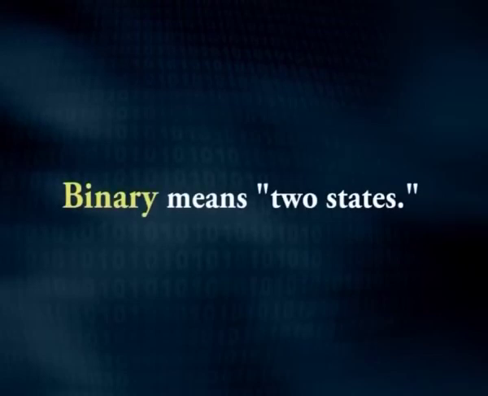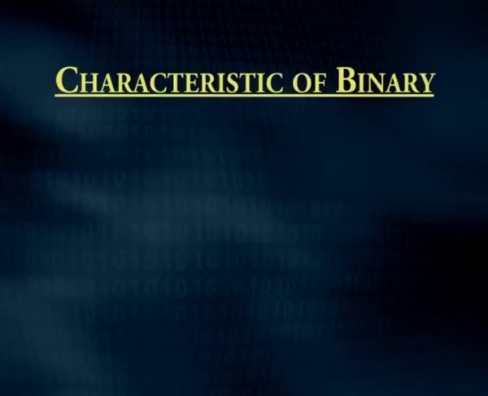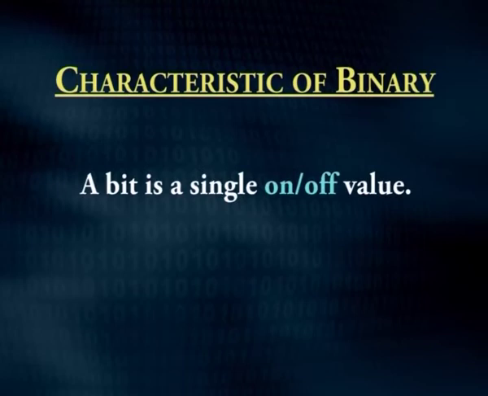We know that binary means two states. The two states are sometimes called 1 and 0, or can be called true and false, or can be called off and on. The essential characteristic is that a single binary device can be in just one of the two possible states, that is either on or off. A bit is a single on or off value.